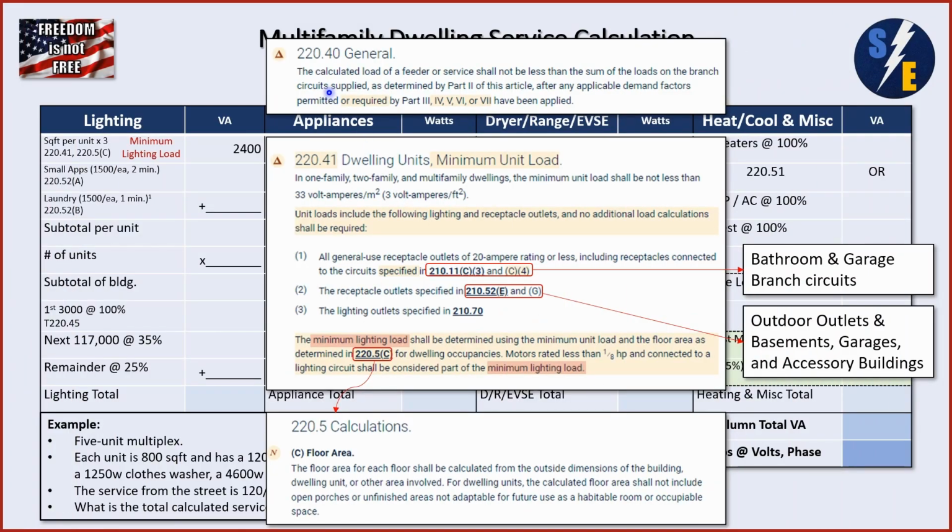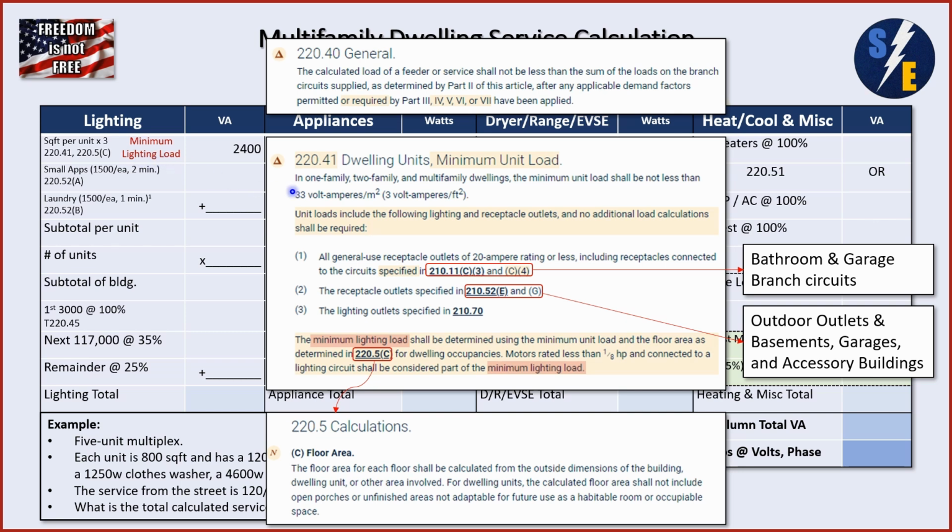Okay, now we already read 220.40, and this is just a reminder telling us kind of what our starting point is and how we're perceiving overall what we're doing, how we're putting this together as a calculation. The first step over here is finding our square foot and multiplying by 3 to get our minimum lighting load. Now, why do we do that?